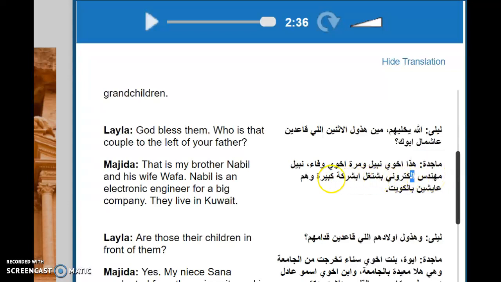بيشتغل بشركة كبيرة. This aleph is what's called an epenthetic vowel. It has no semantic value. It's just extra vowel. So this B is the preposition. So بيشتغل, he works in a big company. وهم عايشين بالكويت, and they live in Kuwait.